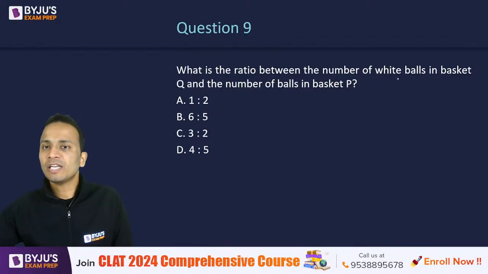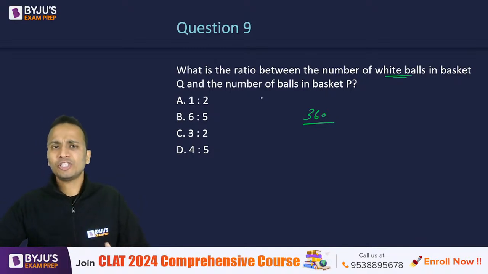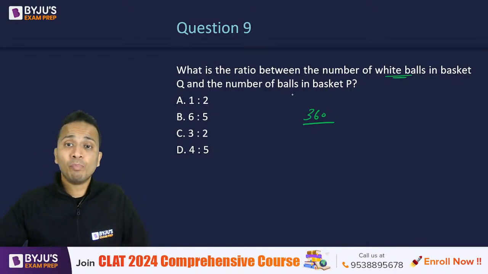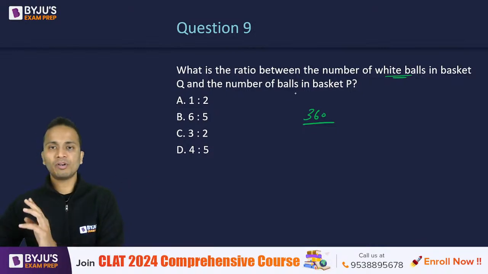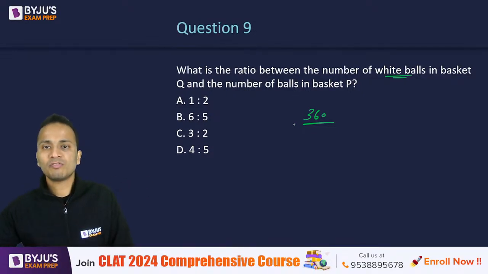The ratio between the number of white balls in basket Q. White balls in basket Q is 360. And iska ratio lena hai. I have to find the ratio of this number with the number of balls in basket P. Now, number of balls in basket P, that means total number of balls in basket P. So, total number of balls in basket P is 250 plus 200.